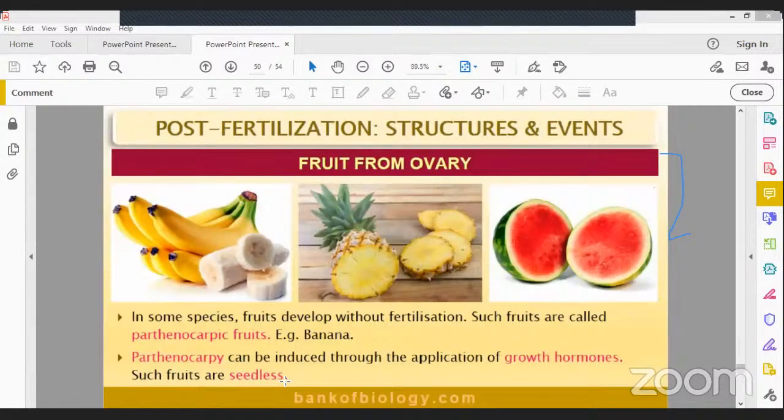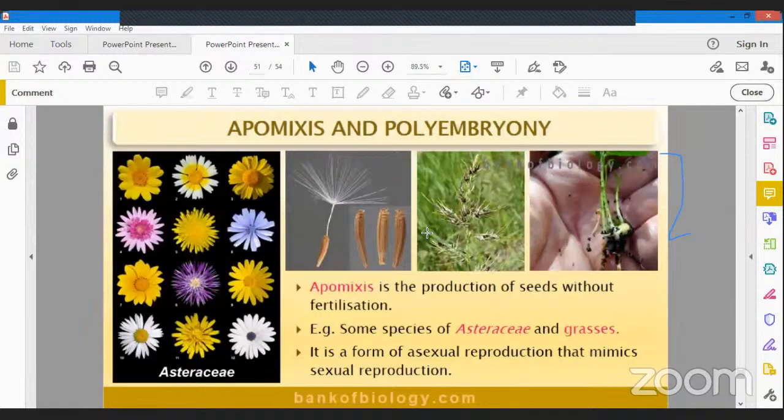Done. So we will go to the next part. Apomixis and polyembryony. What is apomixis? Apomixis is the production of seeds without fertilization. So the female gamete will directly develop into a seed. It will take place without fertilization. This is very important. So in some species of Asteraceae and grasses, so it's one example, don't take down any other example. Asteraceae and grasses, it is a form of asexual reproduction that will mimic sexual reproduction. So take it down.